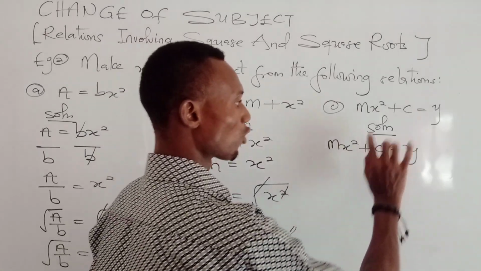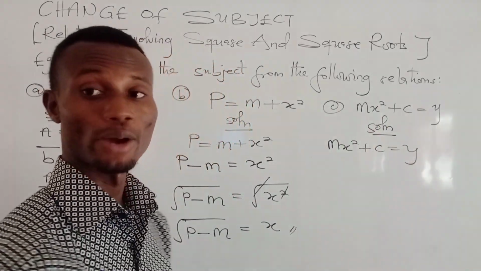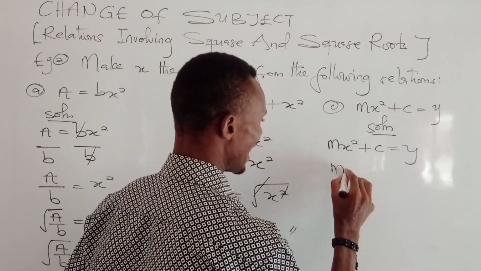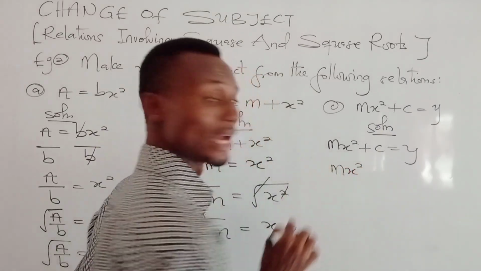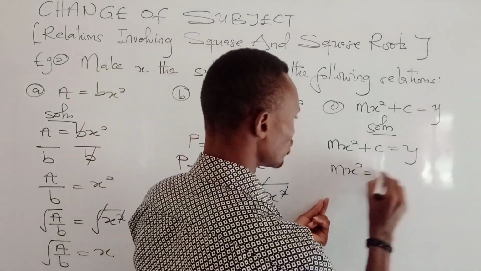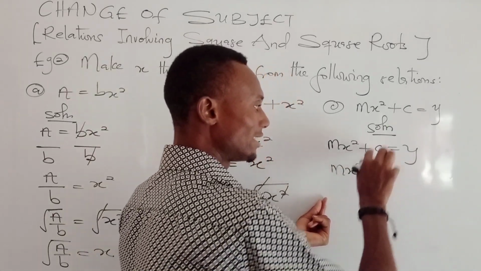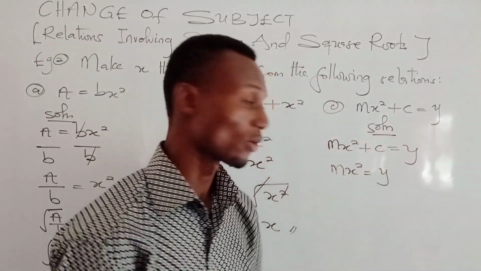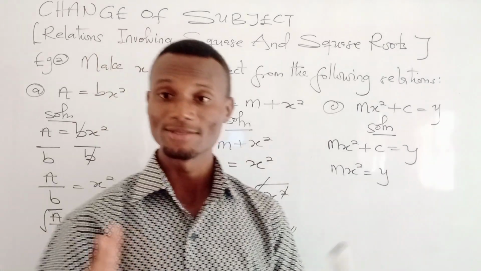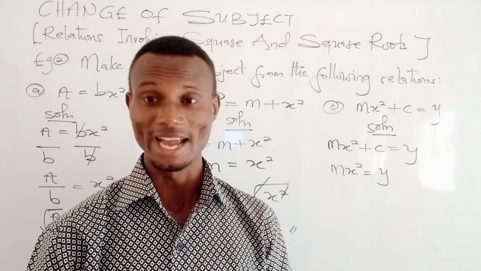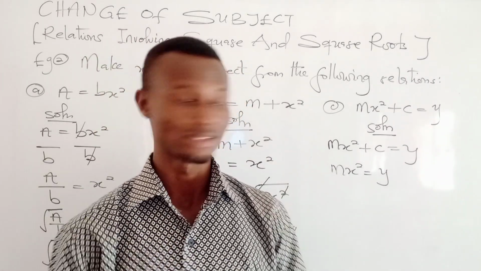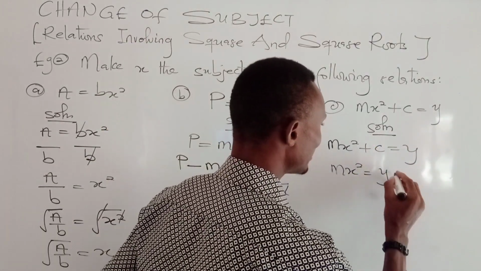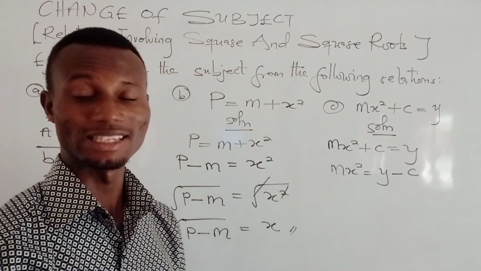The c will cross the equal sign to go and join the y which is there. So I'll repeat my ms squared, which is here, equals my y is already there, and this c will cross the equal sign to go and join it. It is positive here. When it crosses the equal sign, it becomes negative, because I've said that when anything crosses the equal sign, the sign it has changes. So y minus c. I hope you understand up to this point.